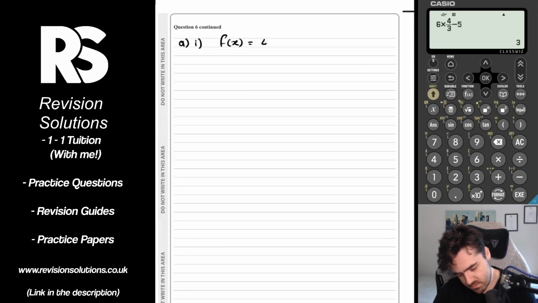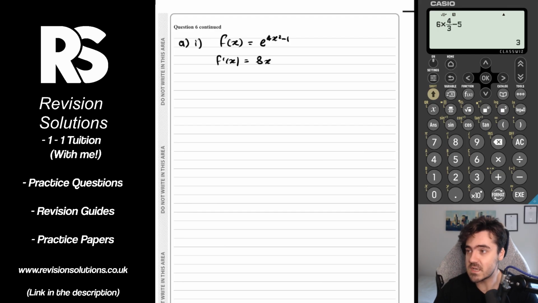E to the power of 4x squared minus 1. There we go. Then we have to differentiate that. So we've got a function composed with another function. So first we need the chain rule, and first we differentiate the inside. So 4x squared minus 1, that just gives us an 8x. f dash of x is going to be 8x. Then differentiating the exponential, that doesn't change. So it would just be 8x times e to the 4x squared minus 1.